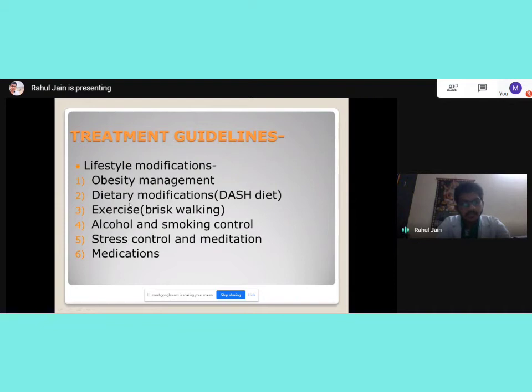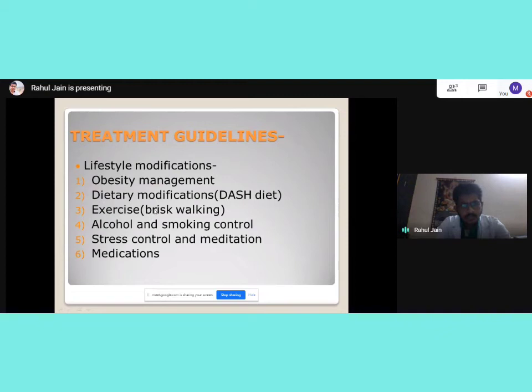Then the second point is dietary modification. There is something very important and specific for hypertension, that is the DASH diet, the dietary approach to stop hypertension. These are diets which are rich in potassium and have a low sodium content, and all hypertensives should consume very little sodium in their diet. The reason we have already discussed: to excrete extra sodium, the kidney will compensatorily increase the blood pressure. So to remove that problem, we need to consume less sodium.